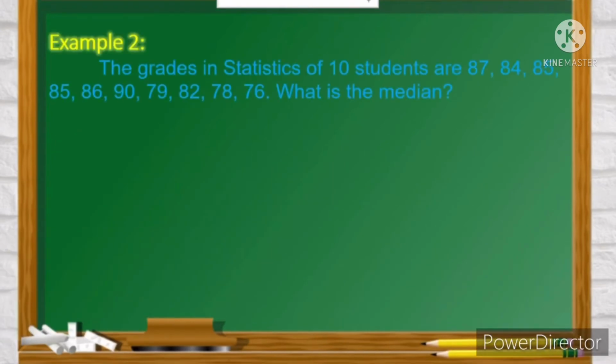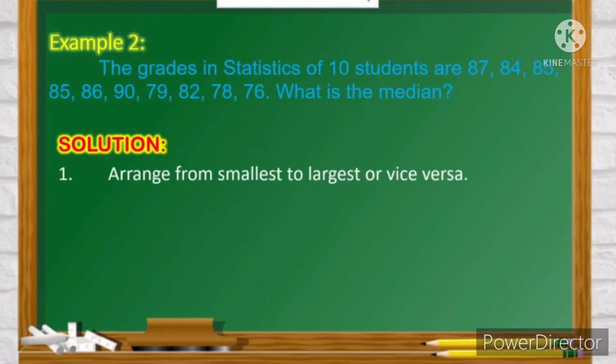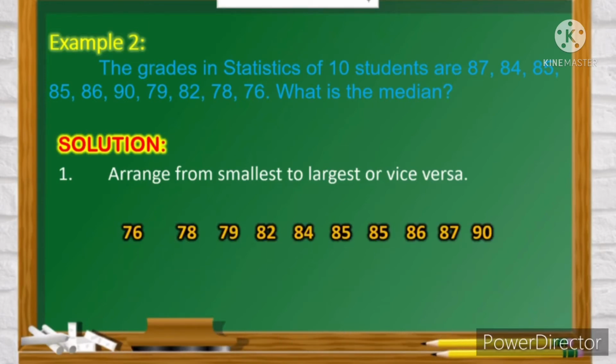Another example. The grades in statistics of 10 students are 87, 84, 85, 85, 86, 90, 79, 82, 78, 76. What is the median? For our solution, let us arrange from smallest to largest or vice versa. In this example, let's arrange these numbers from smallest to largest. We will get 76, 78, 79, 82, 84, 85, 85, 86, 87, and 90.